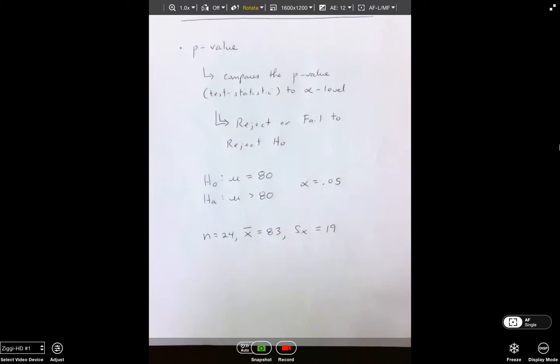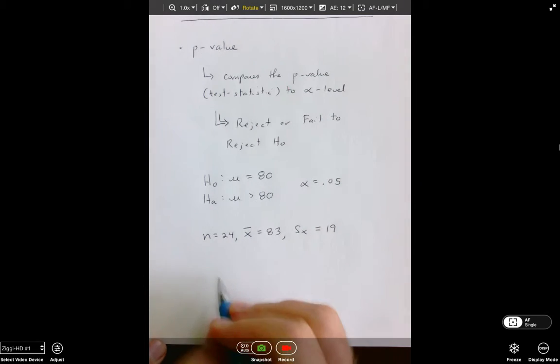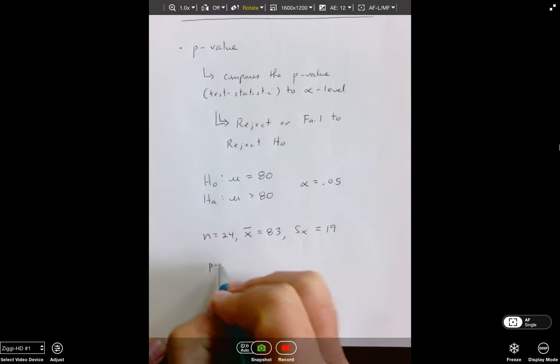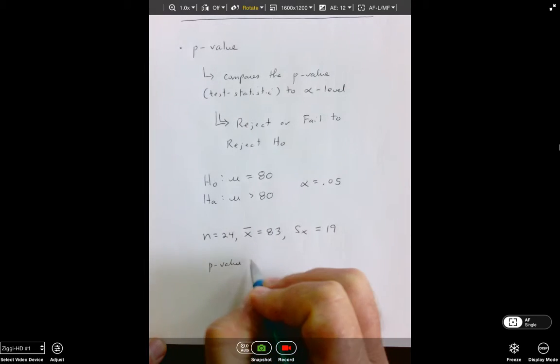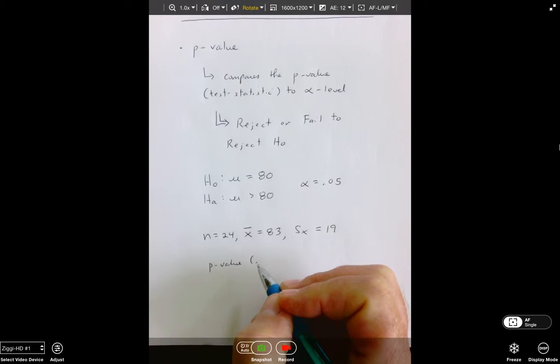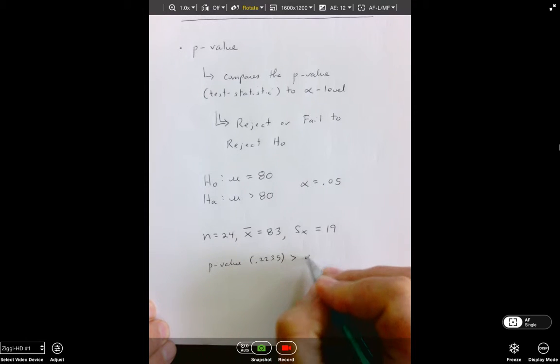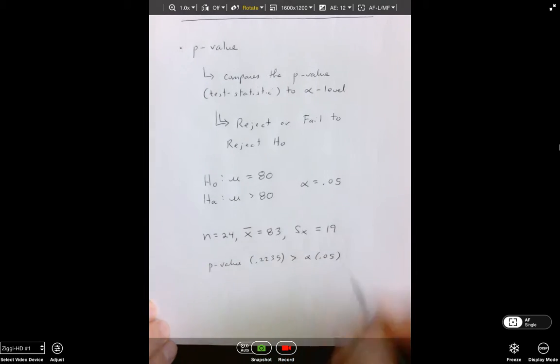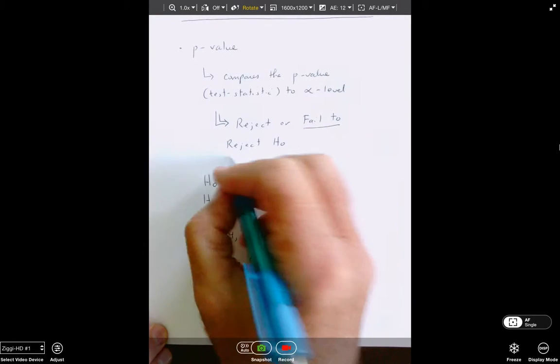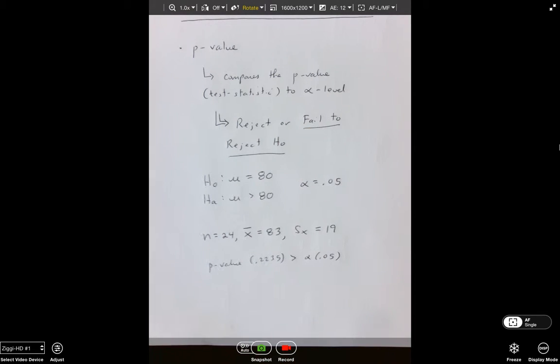So what I would do, I have tunnel vision on my p-value, which was 0.2235. That's clearly bigger than my alpha. So my decision here would be fail to reject. So I would fail to reject the null. This is called the p-value approach.